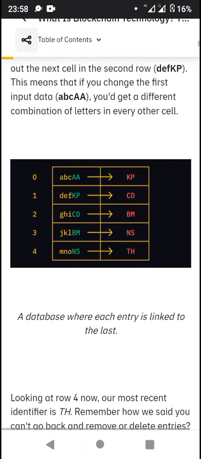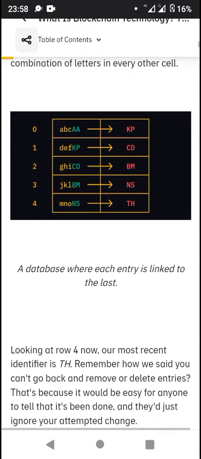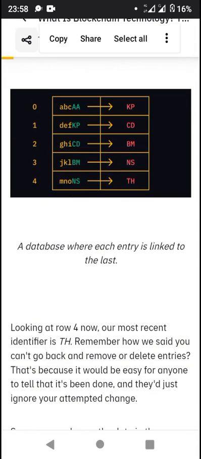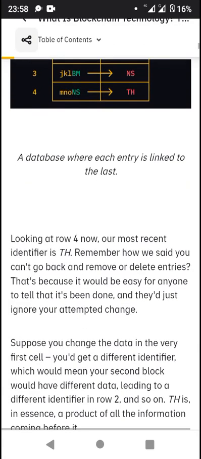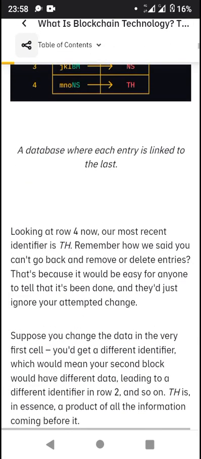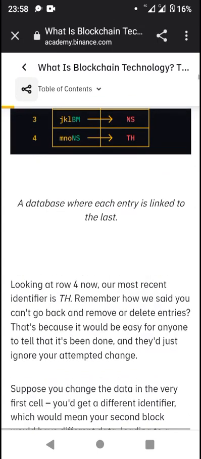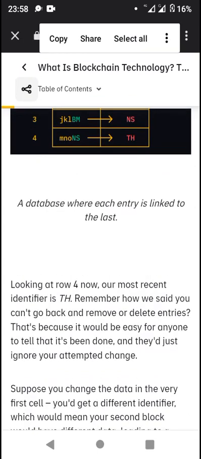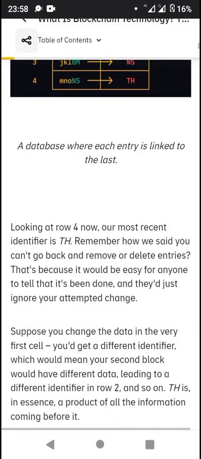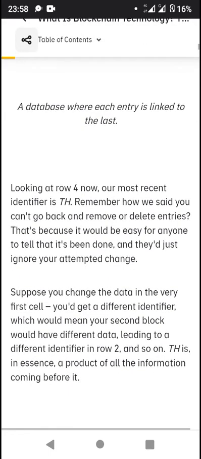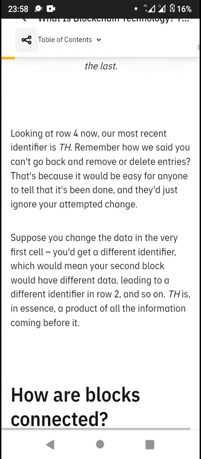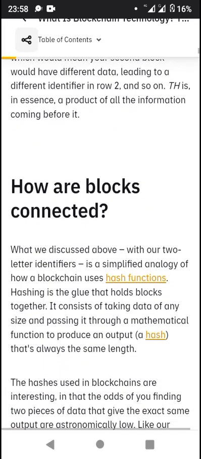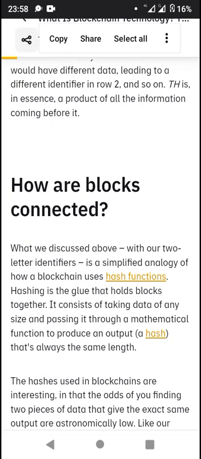This is a graphical representation of a database where each entry is linked to the last one. Looking at row 4, our most recent identifier is TH. And remember how we said that you can't go back and remove or delete entries. That's because it would be easy for anyone to tell that it's been done, and the change would simply be ignored.